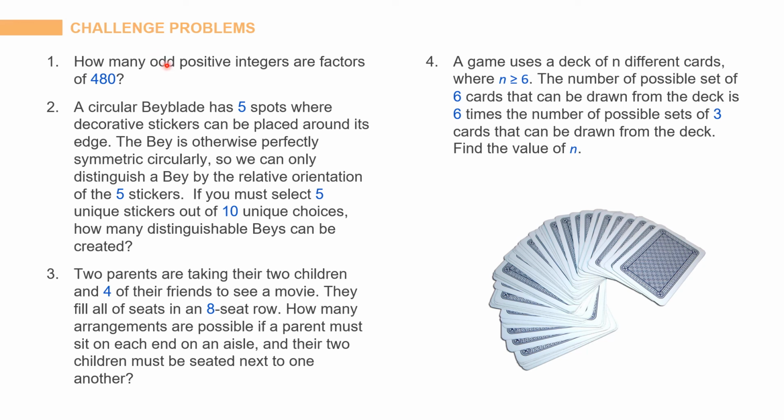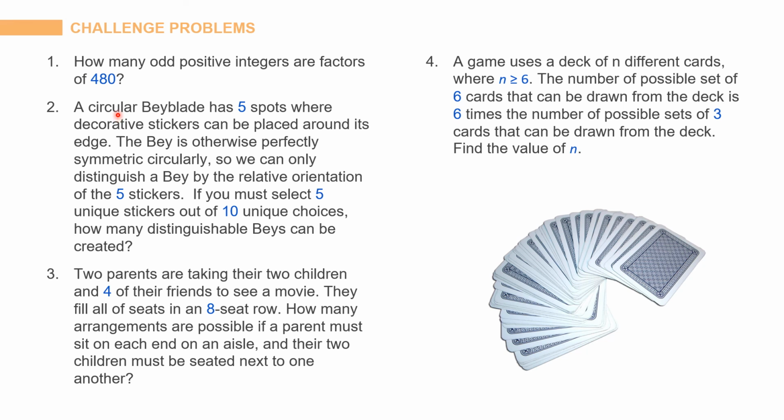Number 1, how many odd positive integers are factors of 480? So hopefully you could understand how we found how many divisors there were of 60. And now it's a similar technique, but there are restrictions because we only want you to count the odd positive factors.